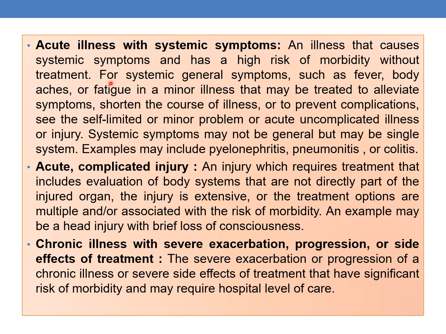So here, acute illness with systemic symptoms. For systemic general symptoms such as fever, body aches, or fatigue in minor illnesses, they can be treated to alleviate the symptoms, shorten the course of illness, or to prevent complications. And those problems are considered self-limited or minor problems, or acute uncomplicated illness.